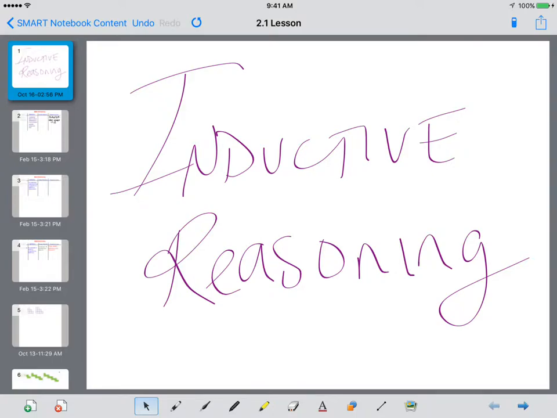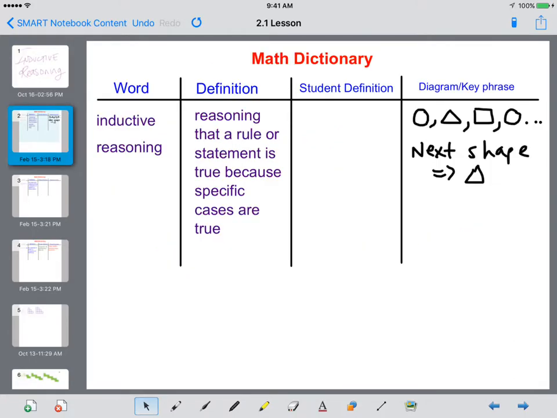Welcome to this lesson on inductive reasoning. Make sure you have a math dictionary handy as you will be adding more words to it. The first being inductive reasoning. If you want to pause the video now to copy this down, do so.